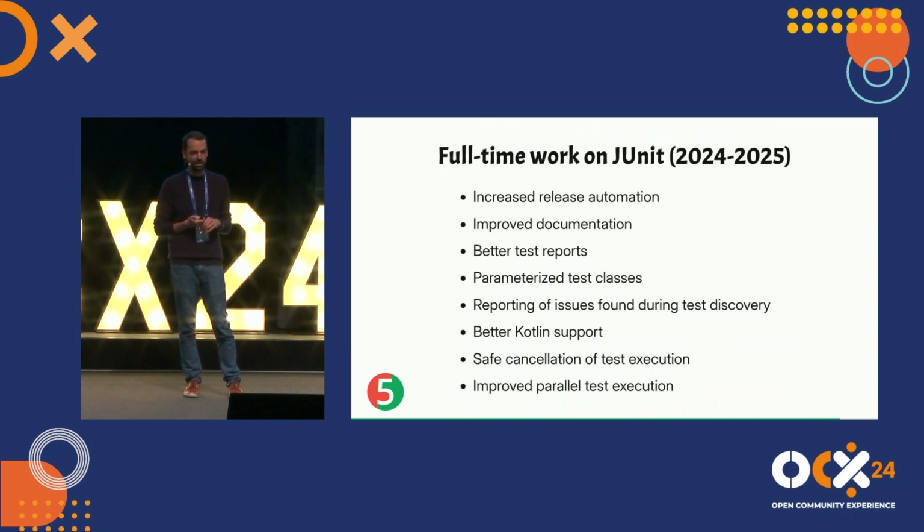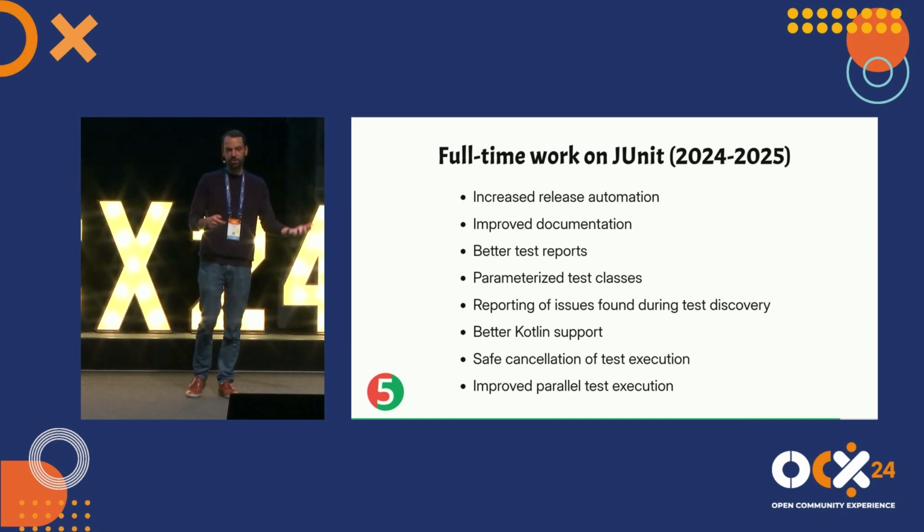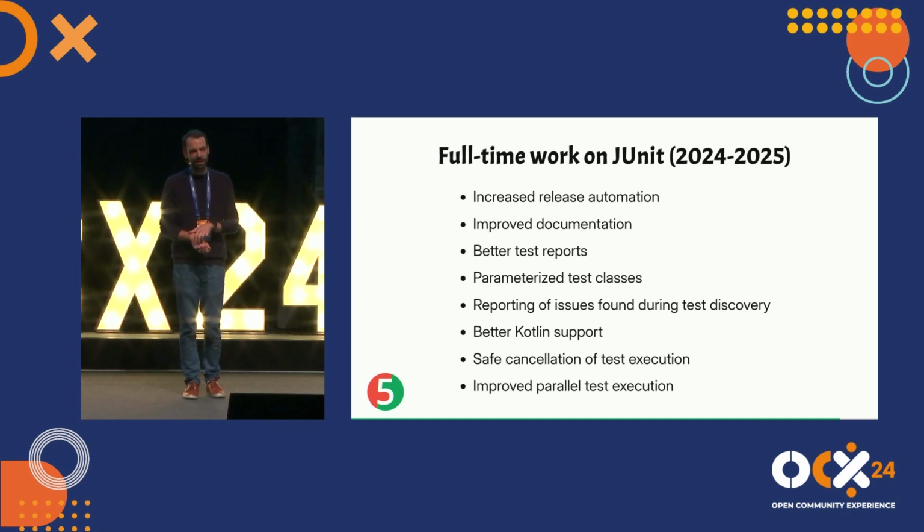That means I will be able to work full-time on JUnit for the next year or so. This is a list of parts of the milestones that we have negotiated as part of the contract with them. We will improve the project, like release automation and some things that are not perfect. We will focus on documentation and restructure it in a way that is more easily consumable.